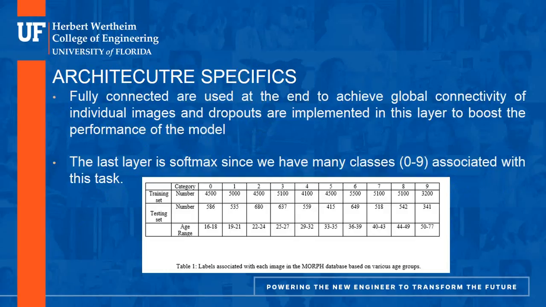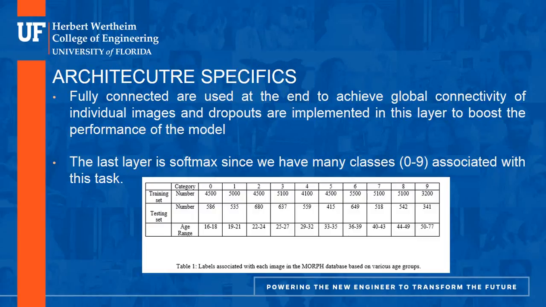Fully connected layers are used at the end to achieve global connectivity of the individual maps. And another ensemble technique called dropout is implemented to boost the performance of the model. Dropout is an ensemble technique where we drop a certain number of neurons at random during each iteration in the forward pass to boost the performance. We have used 50% dropout, which we will be seeing in the later stages as we go through the code. The last layer is the softmax layer, and we have 10 classes. That is the reason we are using the softmax layer. The 10 classes start from 0 to 9.